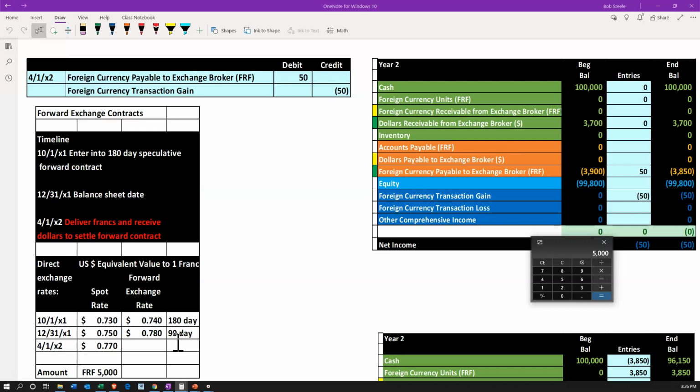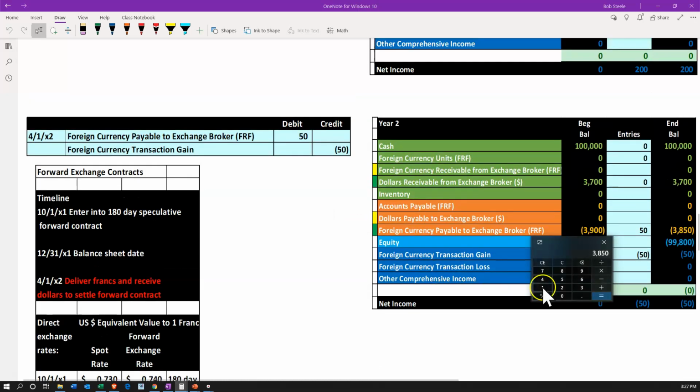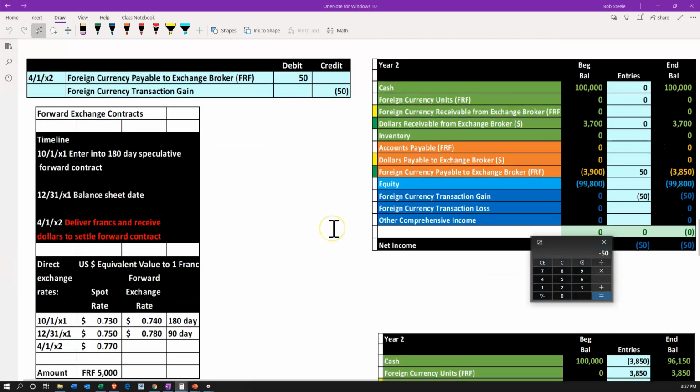So now we're going to take that 5,000 times the current rate, which is the spot rate, 5,000 times the 0.77. That's going to give us that 3,850. So the 3,850, if I take that minus what was in there before, 3,900, we have a $50 difference. That difference is going to be a gain. We're going to have a gain now. So why do we have a gain? Why does this result in a gain?